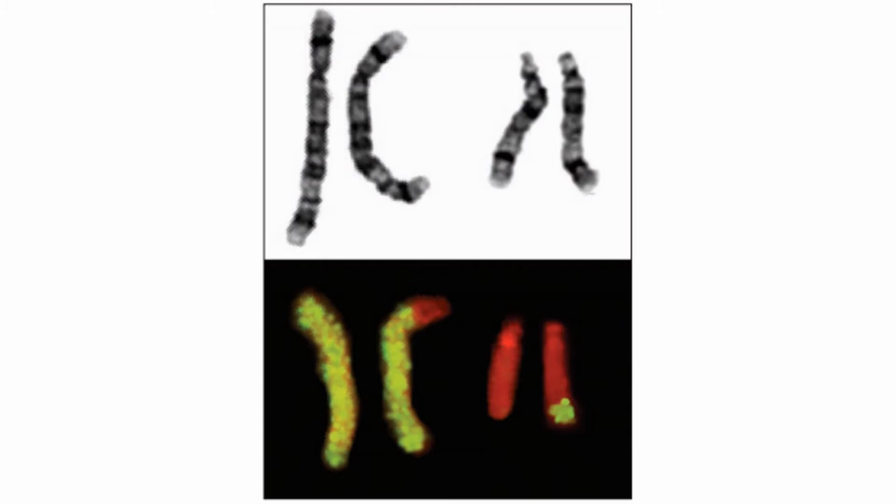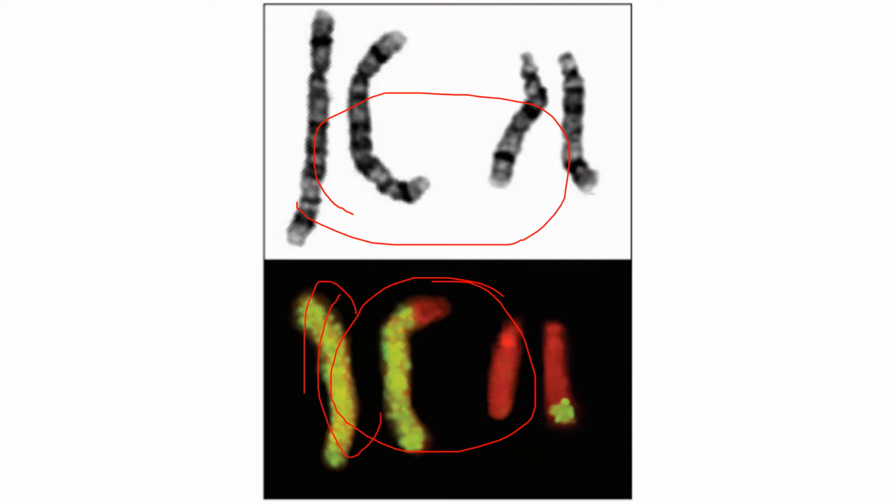The figure shows unpainted and painted preparations. The painted preparation shows one normal green chromosome, one normal red, and two that have exchanged segments.